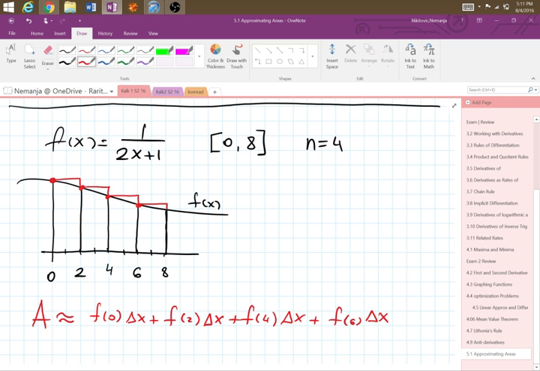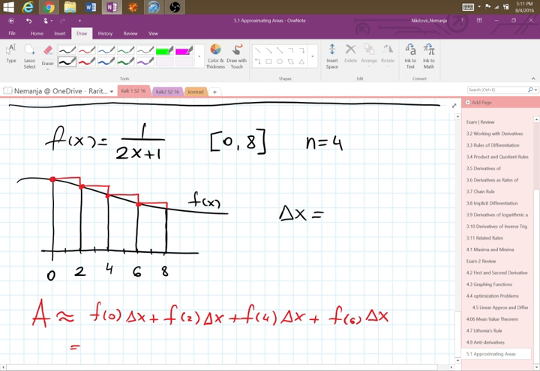So now, to compute this, first let's go with the delta x calculation. It's obviously 2, but let's calculate. 8 minus 0 divided by 4, right? B minus A divided by 4 rectangles. It's going to be 2. So delta x is 2. And you can also see the delta x is 2 from the picture, right? Because delta x is the width of each one of the rectangles. It's evenly spaced.